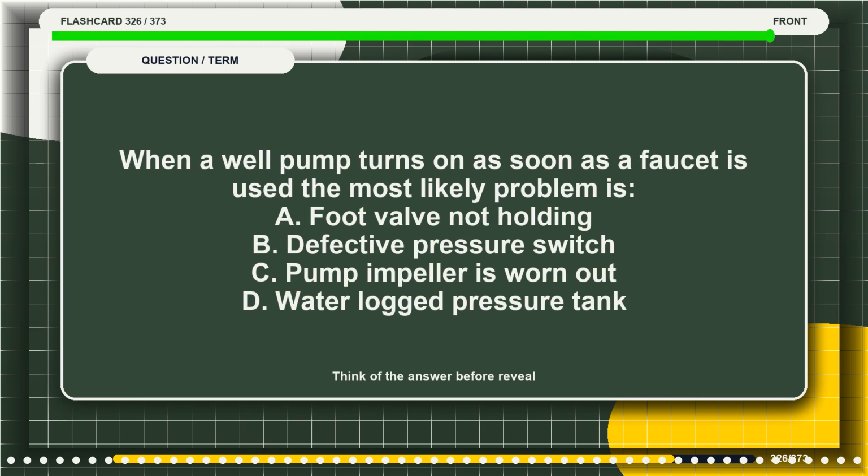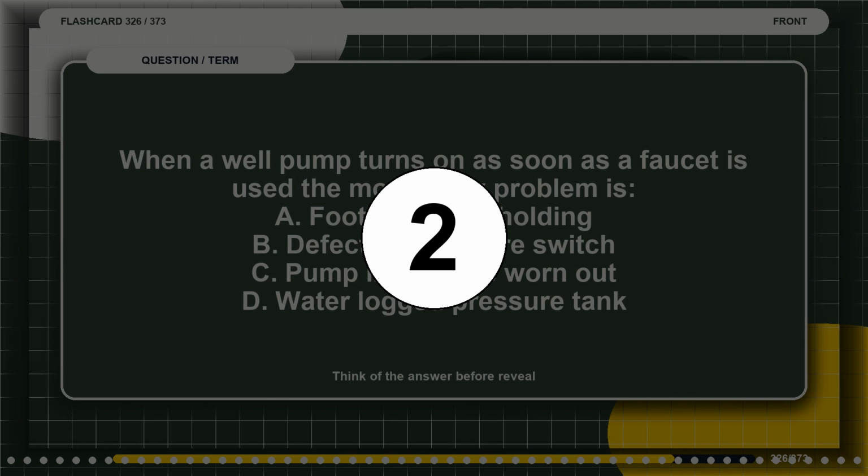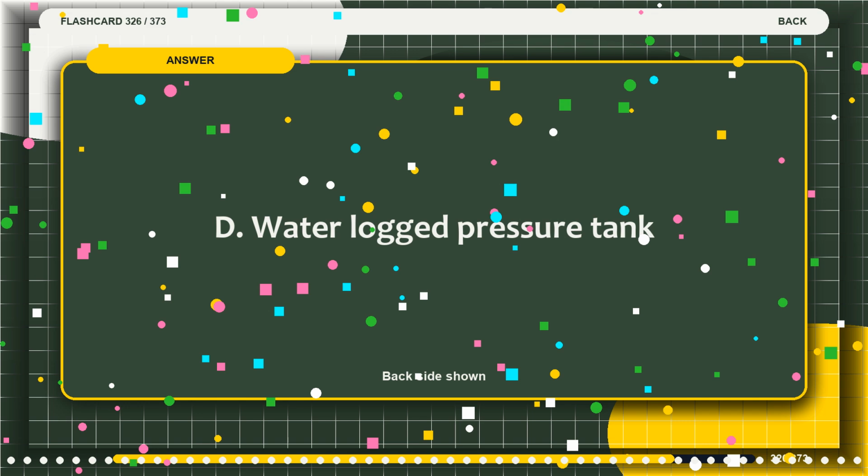Flashcard 326. When a well pump turns on as soon as a faucet is used, the most likely problem is: A. Foot valve not holding. B. Defective pressure switch. C. Pump impeller is worn out. D. Waterlogged pressure tank. Think of the answer before the reveal. The answer is D. Waterlogged pressure tank.